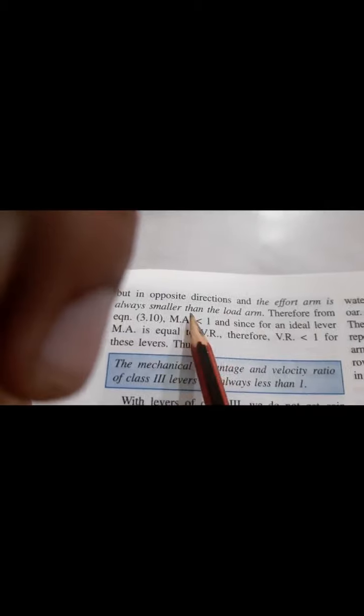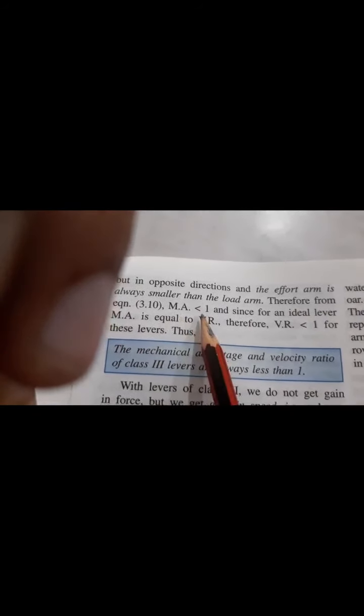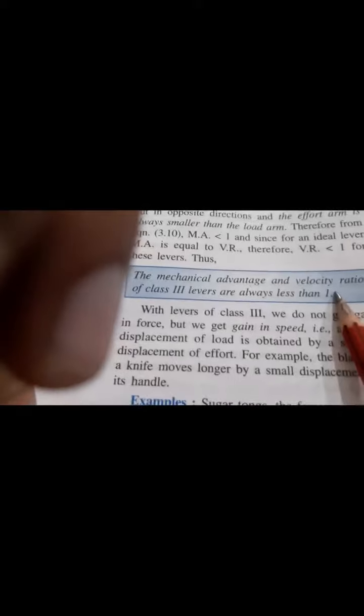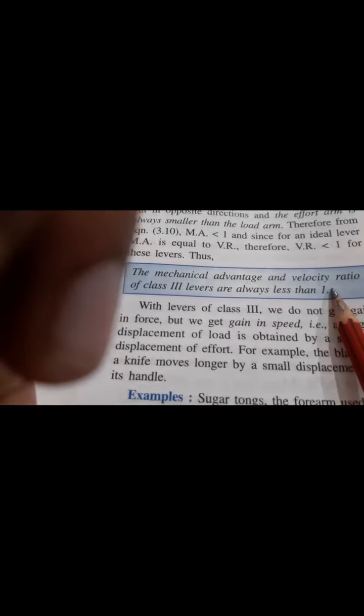So the load arm is always greater than the effort arm. So the mechanical advantage for the third class lever is always less than 1, and for an ideal machine the mechanical advantage is equal to VR. So VR is also less than 1. So the mechanical advantage and the velocity ratio for the third class lever are always less than 1. So it will act as a velocity multiplier.